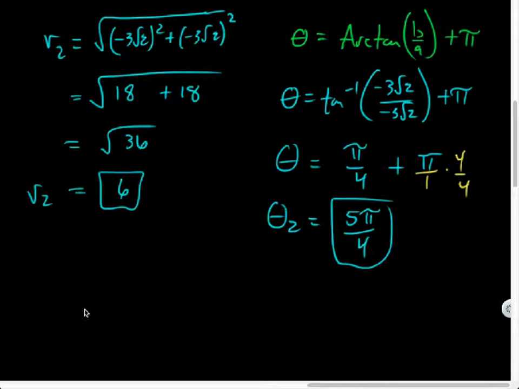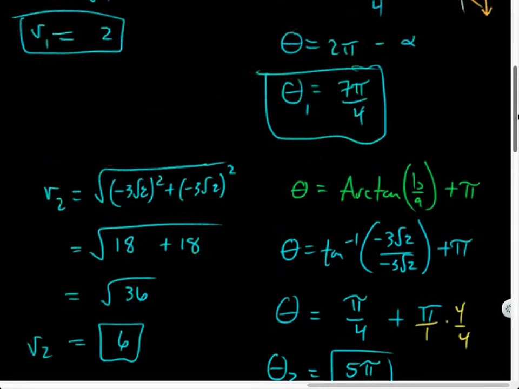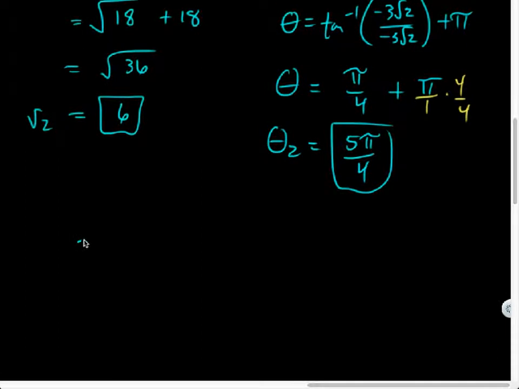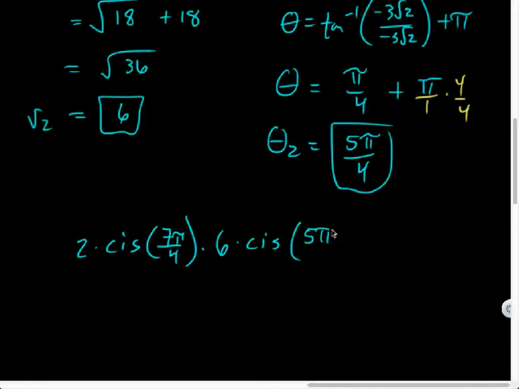So what does this represent? That means 2 and 7 pi over 4. So that's 2 times cosine plus i sine of 7 pi over 4, multiplied by 6 times the cosine plus i sine of 5 pi over 4.